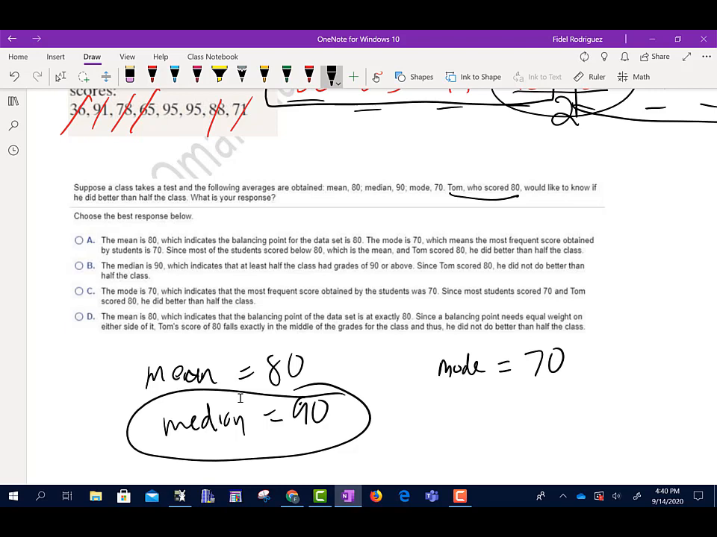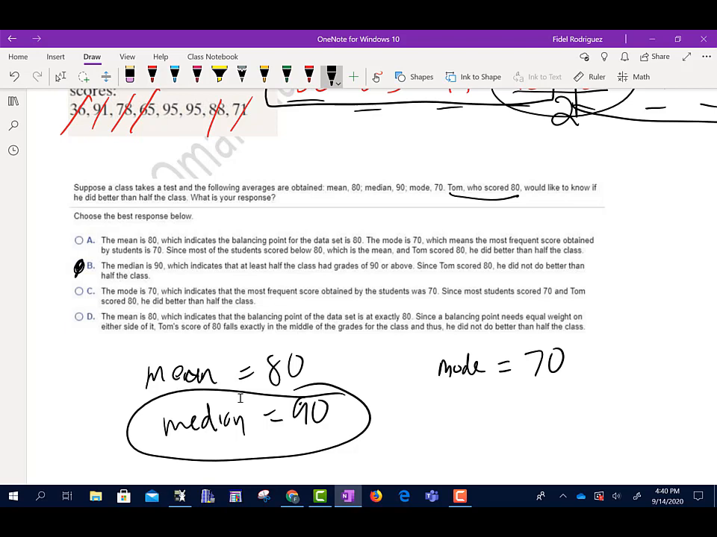Part A says the mean is 80, which indicates the balancing point for the data set is 80. The mode is 70, which means the most frequent score obtained by students is 70. Since most students scored below 80, which is the mean, and Tom scored 80, he did better than half the class. No, that's not true. The median is 90, which indicates that at least half the class had grades of 90 or more. Since Tom scored an 80, he did not do better than half the class. Yes, this would be my answer, right?